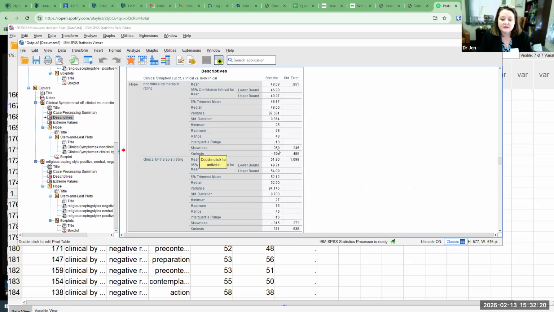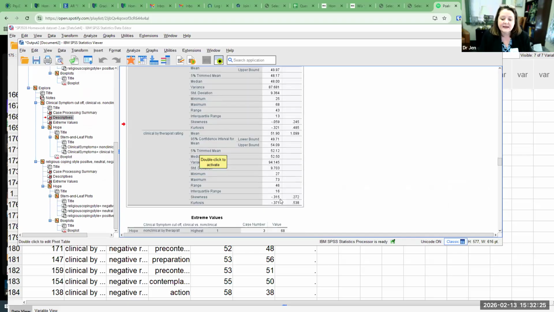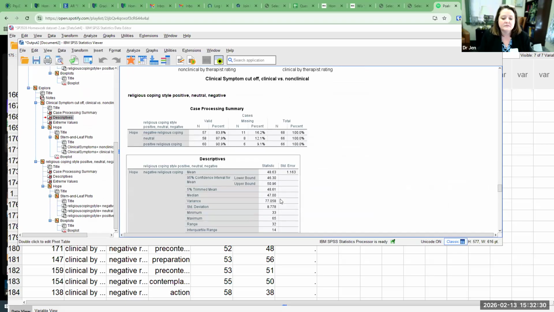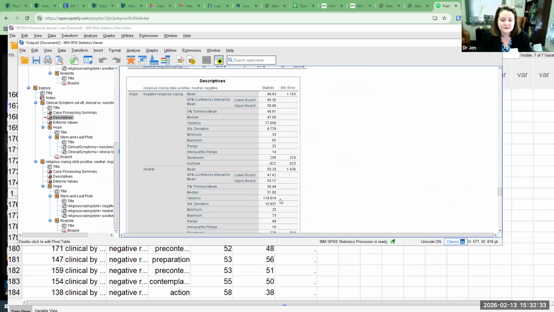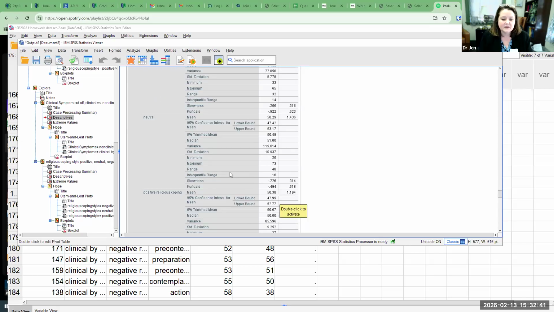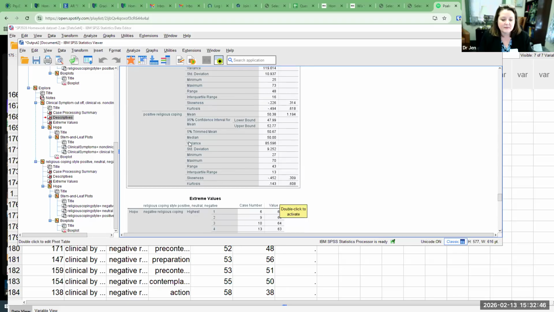So skewness for non-clinical is negative 0.059. And skewness for clinical is negative 0.315. So we're fine right there. Okay. I'm going to go down. And remember, you never do stem and leaf plots twice. You do it one time and then you're done. All right. So my negative religious coping skewness is 0.256. I'm good. My neutral skewness is negative 0.226, looking good. And my positive religious coping skewness is negative 0.452. Excellent. We are all covered in terms of the IVs and DV, in terms of skewness and normality.